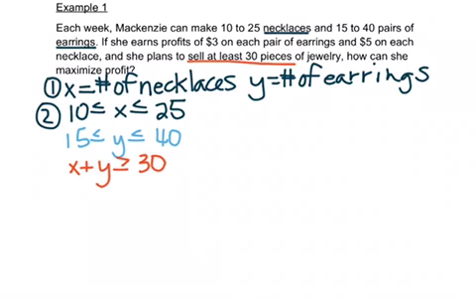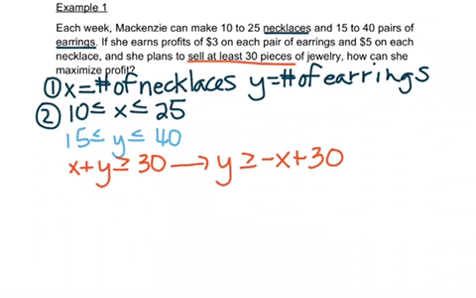I'm going to do a little bit of work before we talk a little bit more about changing the scale, because I want to put this bottom inequality, I'm going to move my x over, so I can graph it.